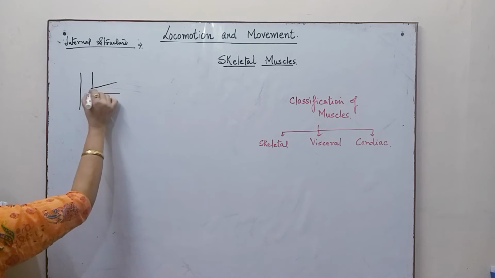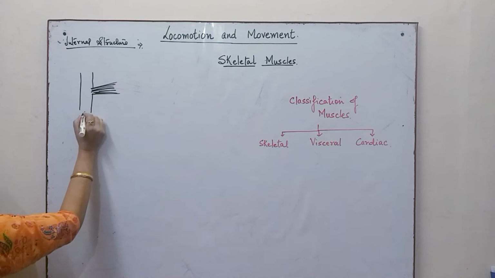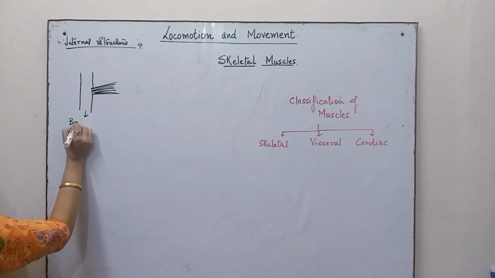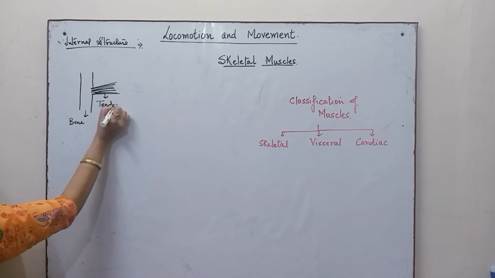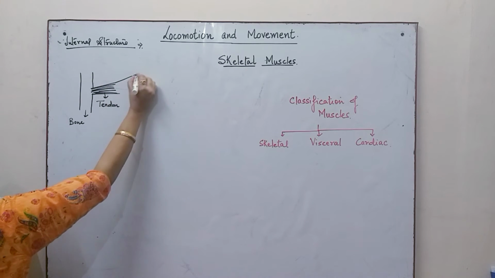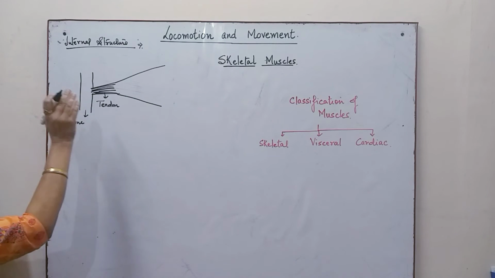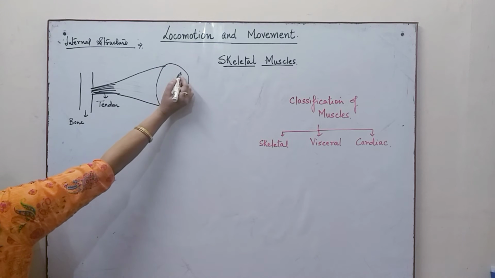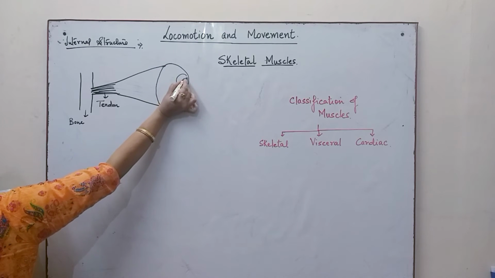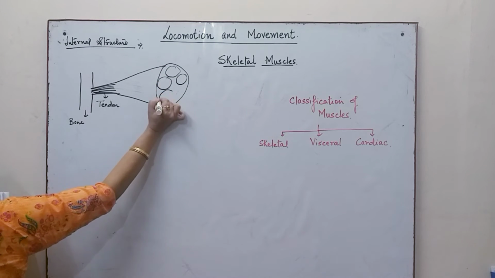Now you know these muscles are attached to the bone. This is the bone. This is the tendon. And over here we have the muscle bundle. Now these are the muscles, and if we see the structure, they are having several muscle bundles over here.